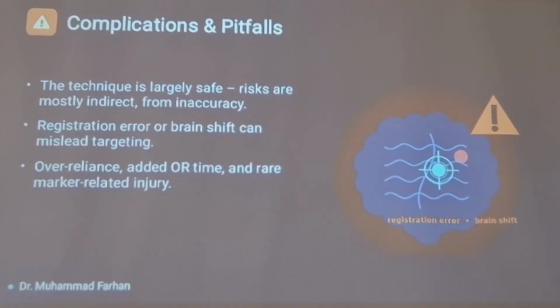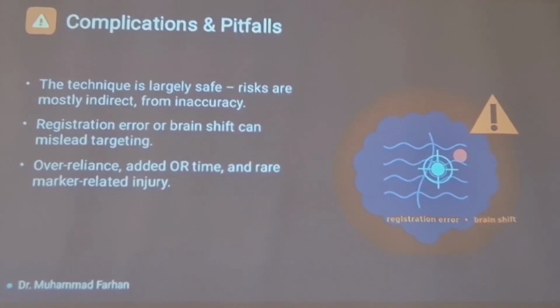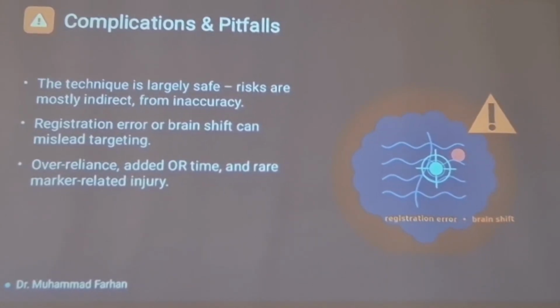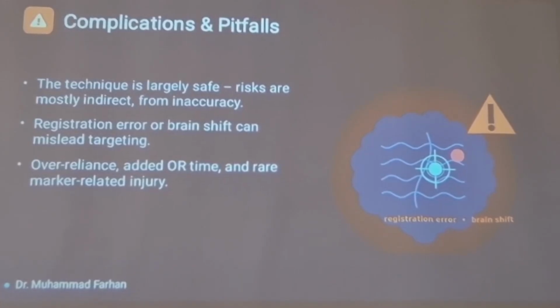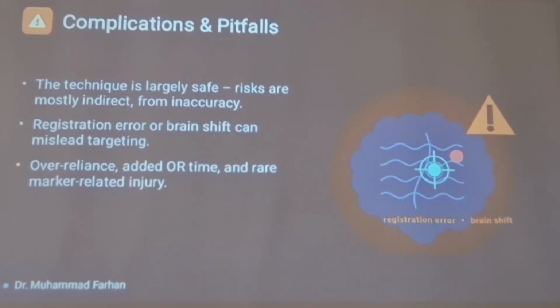Complications and pitfalls. The main complication which should be considered is brain shift. That is a change in the anatomy of the brain during the operation. We should consider this because it can lead to inaccuracy in localizing the lesion. So registration error or brain shift can mislead targeting.